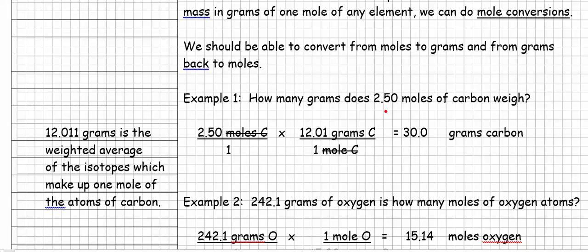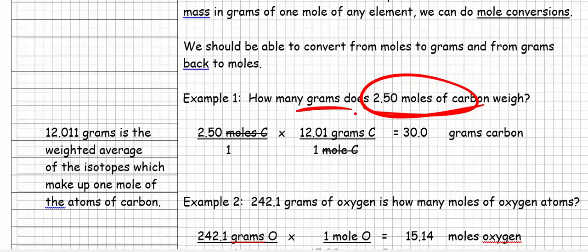So I like to circle what I've been given and underline what I don't know, what I'm looking for, in other words. So I start with 2.50 moles of carbon and I put that over 1 times. Now what I'm going to do is this. Whatever unit's on the upper left goes in the lower right. Just the unit, not the number. So moles of carbon on upper left, moles of carbon on lower right.